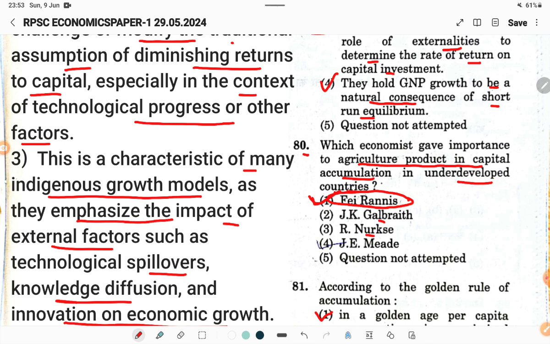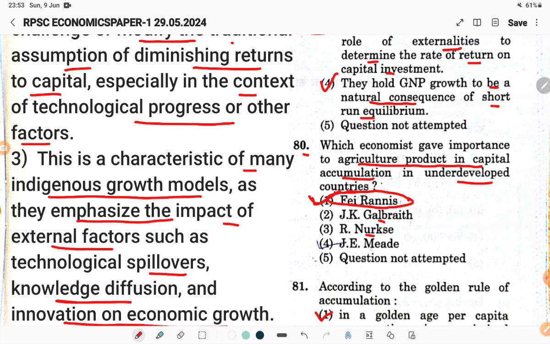Nurkse? So Ragnar Nurkse is known for his vicious circle of poverty theory, introduced in the mid 20th century, around the 1950s. This theory highlighted the challenges faced by underdeveloped countries in breaking out of poverty due to low levels of savings and capital accumulation. While Nurkse did emphasize the importance of capital accumulation, his focus was broader and not specifically on agriculture. That's why Nurkse is not the answer here.